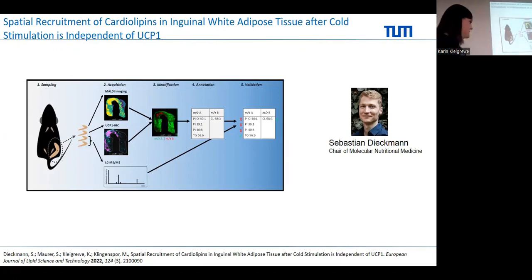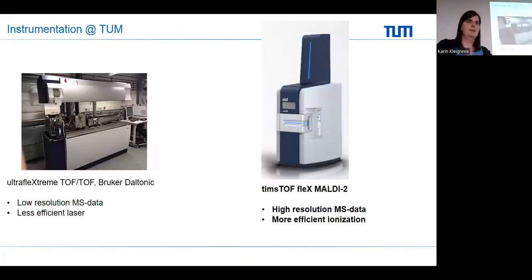So this is published. If you want to have more information, feel free to read it. So which instruments can be used? We used to have the Ultraflex 3. It is a good mass spec. Nevertheless, the newer ones have better resolution.